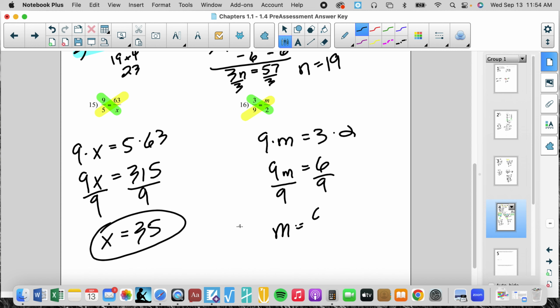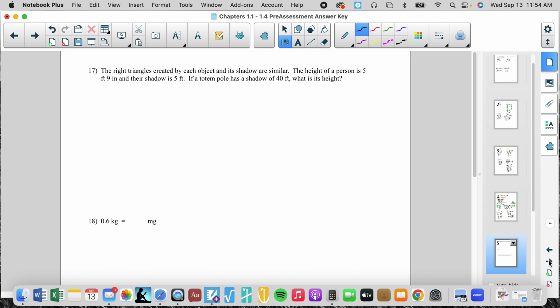M equals 6/9. We cannot leave that as the answer. This can be reduced. So I must simplify that fraction. My answer is going to be 2/3. You cannot leave it as 6/9. You must reduce all fractions.